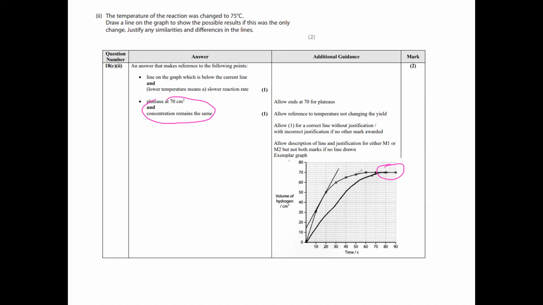That's the similarity. But the difference is, the second one, the one with lower temperature, has a slower reaction rate. Therefore, the line will appear below. You can say the line with less gradient, which will go below this one, and it will have a slower reaction rate, because the reason is we are using low temperature. Remember, when the temperature lowers, the rate of the reaction decreases. That's what happens there.